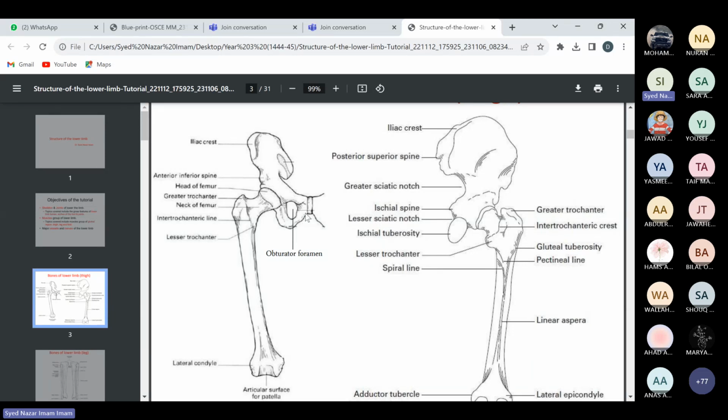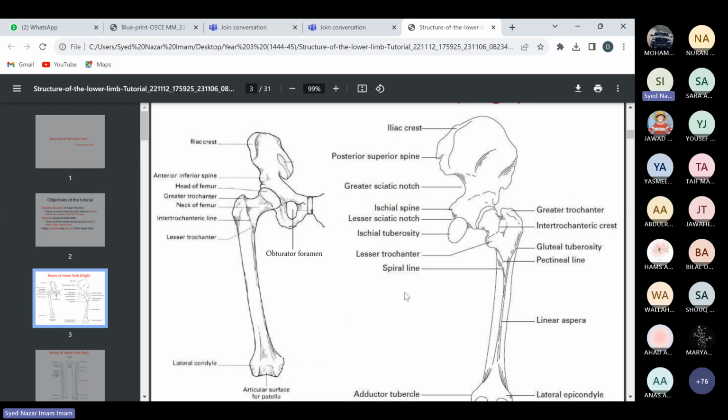When I say pubis, it has two rami, superior and inferior ramus. So even if you say the pubis, we'll accept your answer. The medial muscles' origin is the pubis. This is the medial part of the bone, and it will give origin to the medial muscles of the thigh. That's why we have included the hip bone only for the origin and insertion purpose. You have already read about this. So this is the pubis.